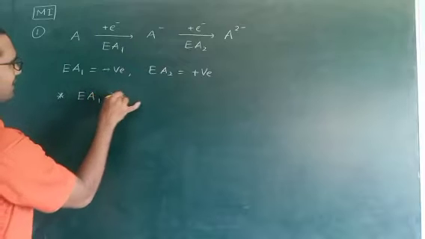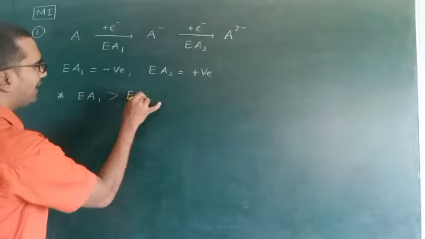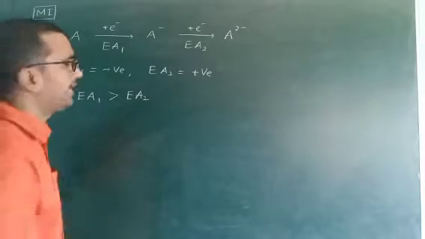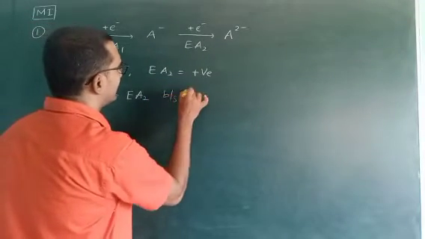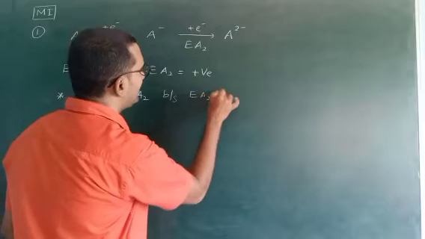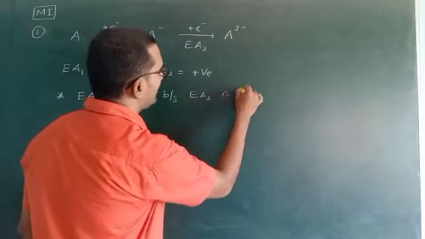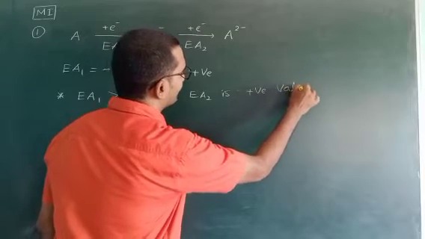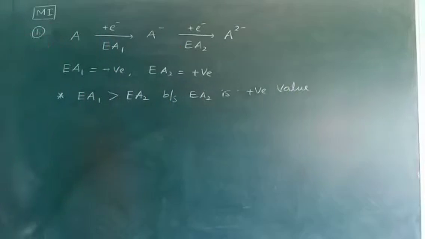EA1 is always greater than EA2. Why? Because EA2 is a positive value. Okay? And one more important point.